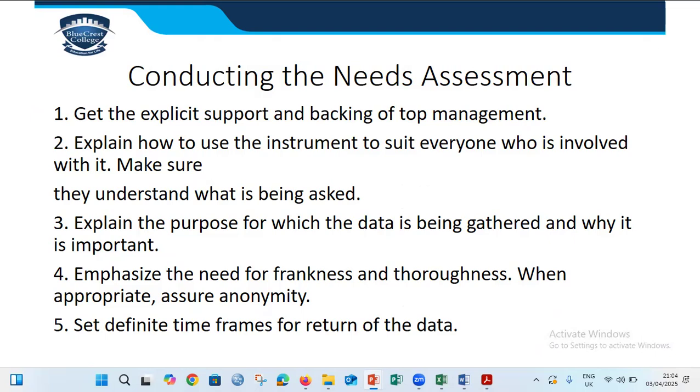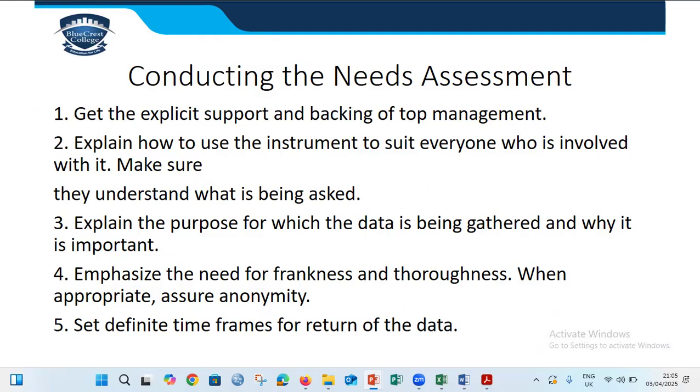Then you also emphasize the need for frankness and thoroughness. Okay. And where it is appropriate, you have to ensure the anonymity of whoever is giving you the information that you are collecting. Okay, so that if the information they are giving you is not really good, it's not as though they'll be seen as bad people in the sight of whoever they gave the information about. Okay, so ensure that you let people feel comfortable, let them know that they can be as frank as they can be. They should also be thorough. Okay, and as much as possible, ensure their anonymity.